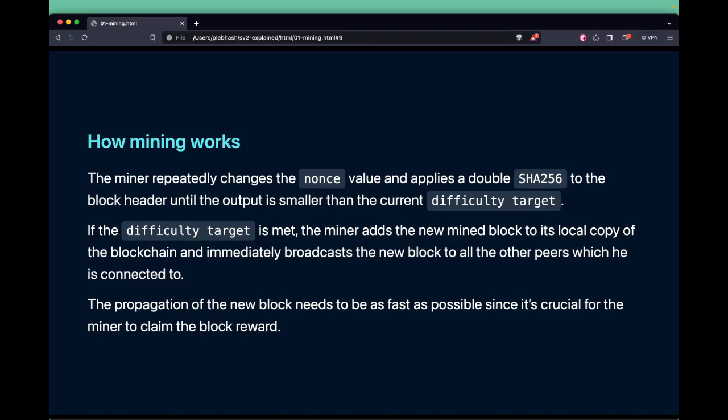So this block propagates across the entire network, because the miner wants to do this as fast as possible, because when he finds this valid block, he gets the right to claim these rewards, right? The Bitcoin that are created in this block, the subsidy and the fees that are collected from the transactions, they all go to the miner. So the miner wants to broadcast this newly found block as fast as possible.